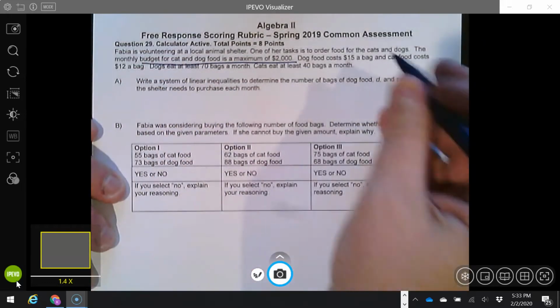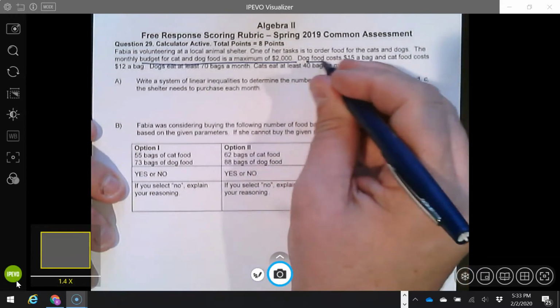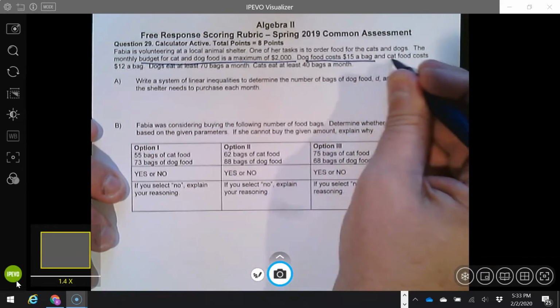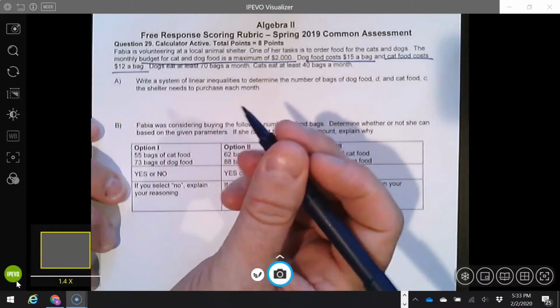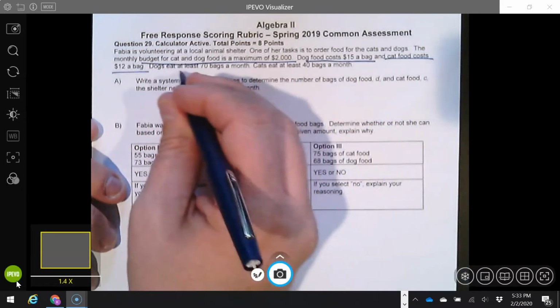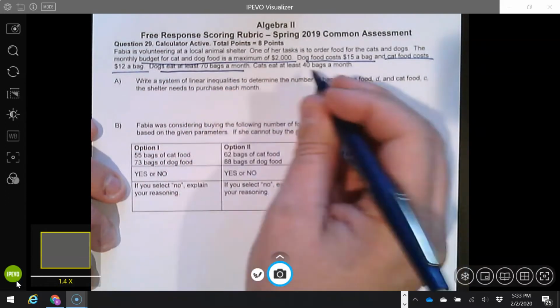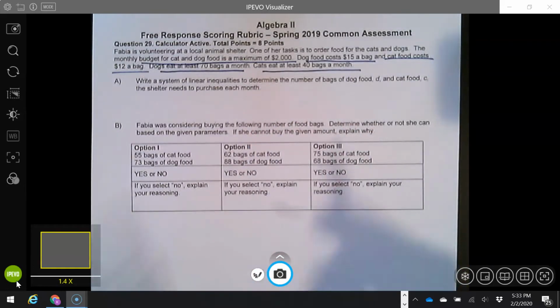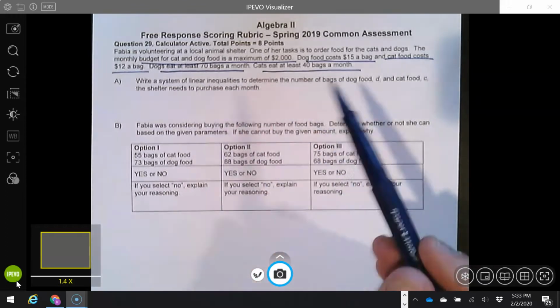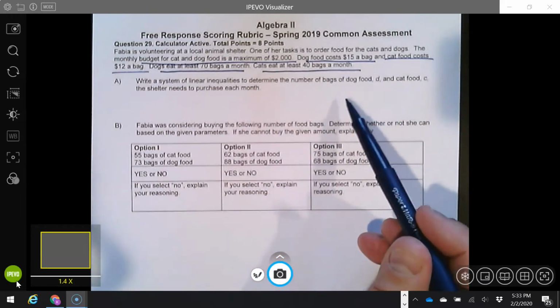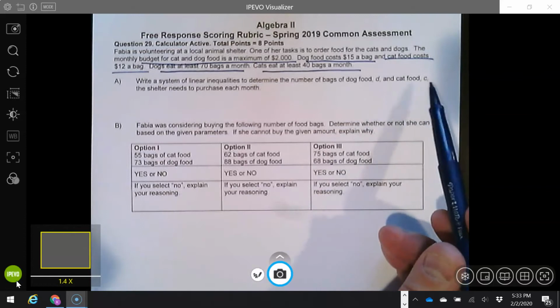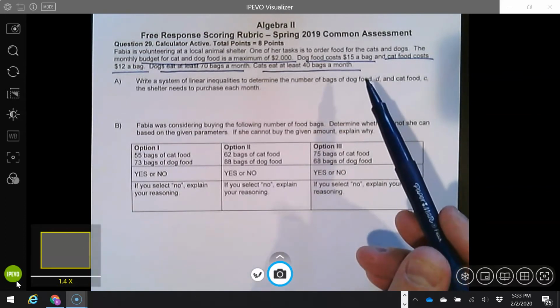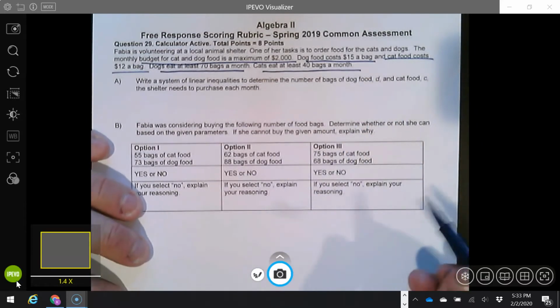Okay. Dog food costs $15 a bag. That's going to be probably important. Cat food costs $12 a bag. Dogs eat at least 70 bags a month. Cats eat at least 40 bags a month. Write a system of linear inequalities to determine the number of bags of dog food D and cat food C the shelter needs to purchase every month.